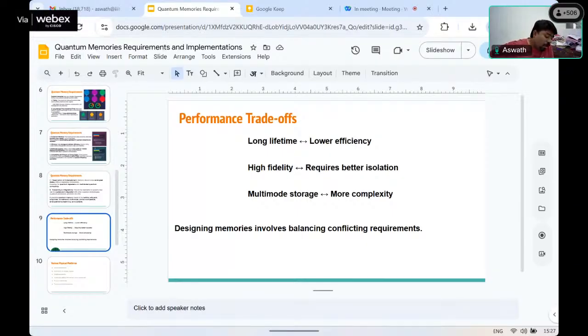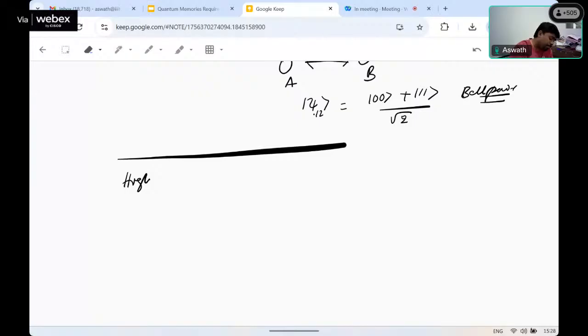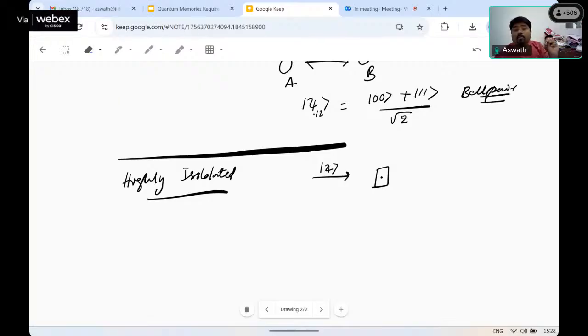Why? Let's say I have a long lifetime. If I want a long lifetime, there will be a lower efficiency in the system. If I want high fidelity, what does high fidelity mean? The system should be able to store the information intact and retrieve the same information. Let's say a highly isolated system. What does it ensure? If I give a quantum state, since it is completely isolated from the environment, only I'm talking to it, it gives the same photon as it is.